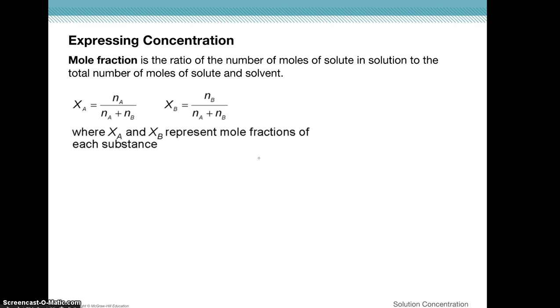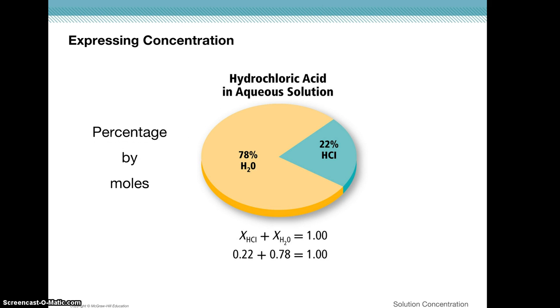All right, now the last way we can express concentration is by using mole fraction. A mole fraction is just a ratio of the number of moles of solute in a solution to the total number of moles of solute and solvent. Remember, it's a mixture, so we're looking at a comparison of moles. We represent mole fraction with a capital X. So XA is the mole fraction of substance A, and you can see it's moles of A over total moles. And then the mole fraction of B is moles of B over total moles. Okay, so it's kind of like a percent, but it's not times 100.